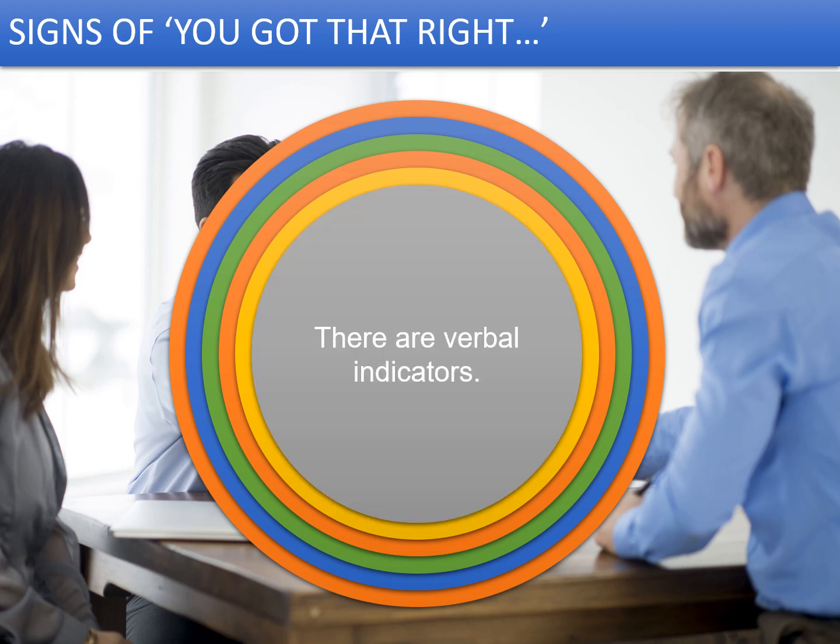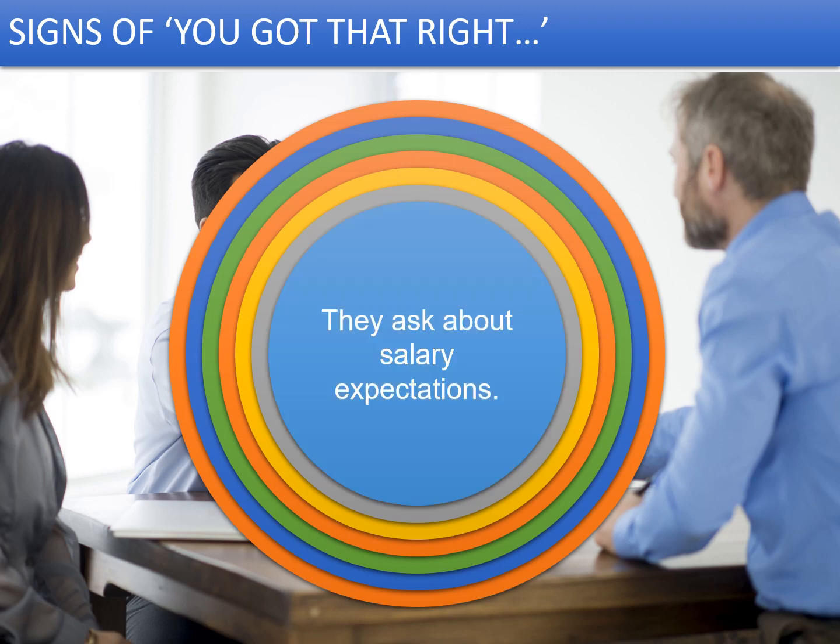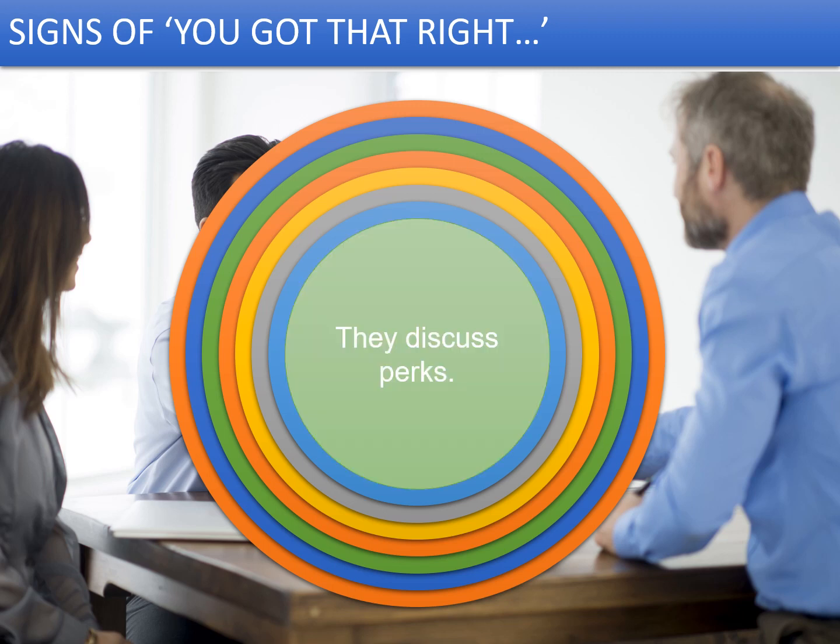There are verbal indicators too, about how soon you will be able to join, what your notice period is, and if you have been asked to join immediately, and so on. And when they ask about salary expectations, that means you are almost on the verge of hitting the bull's eye. And the moment they discuss the perks and other criteria, that means your interview went well, and technically you have come out of this interview process successfully.